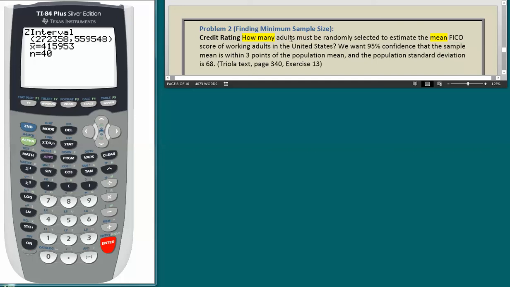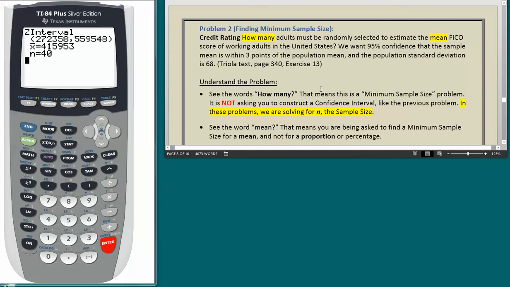But here's the question. How many adults must be randomly selected to estimate the mean FICO score of working adults in the United States? FICO is a credit rating. We want 95% confidence that the sample mean is within 3 points of the population mean. And the population standard deviation is 68. And this again is from the Triola textbook. So our first step is to understand the problem. You see these words, how many? Now I'm repeating myself. That means that this is a minimum sample size problem. It is not asking you to construct a confidence interval like the previous problem.